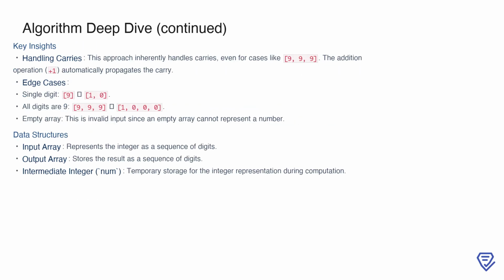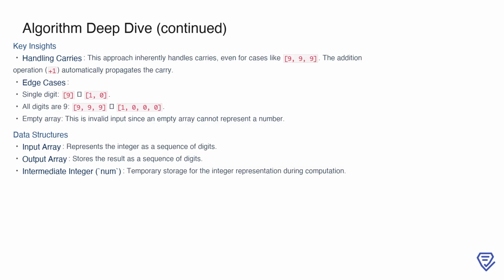When working through this algorithm, there are some key insights to consider. First, the approach naturally handles carries. For instance, if the input is 999, the addition propagates the carry through all digits, resulting in 1, 0, 0, 0. Second, edge cases are important to understand. For a single-digit input like 9, the output becomes 1, 0 due to the carry. For an array where all digits are 9, such as 999, the result is 1, 0, 0, 0. However, an empty array is considered invalid input because it cannot represent a number.